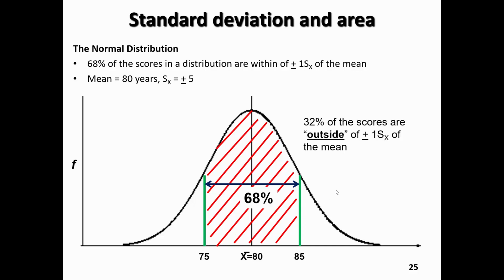That leaves the remaining 32% of the entire sample, or 32% of the scores, outside of plus and minus one standard deviation. The 32% is split between the upper tail, those individuals that are older than 85, and the lower tail, those individuals that are younger than 75 years old.